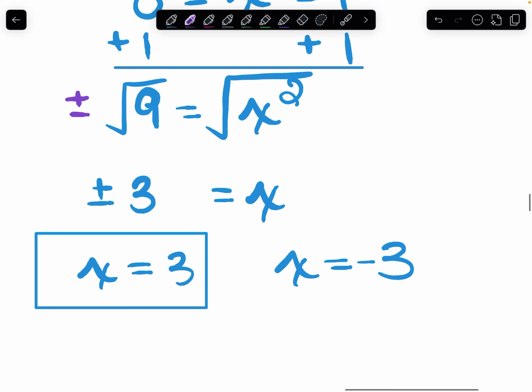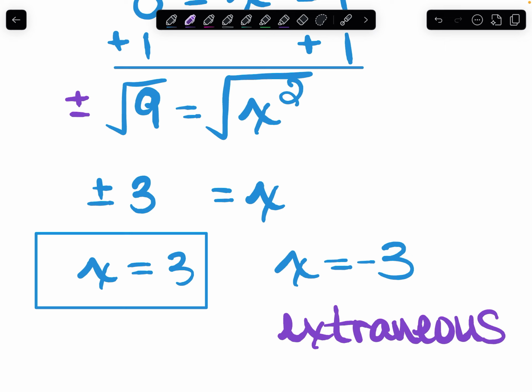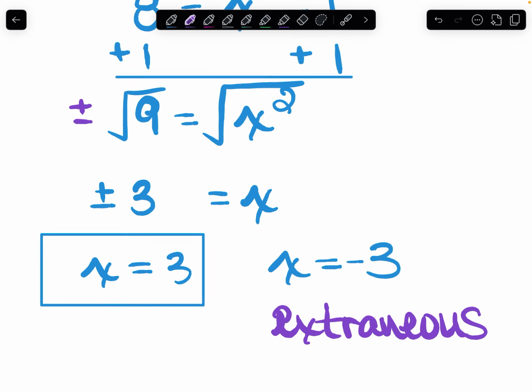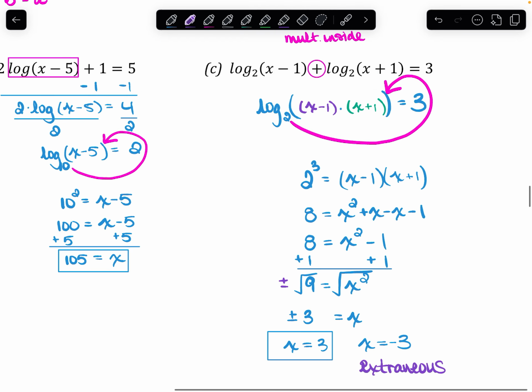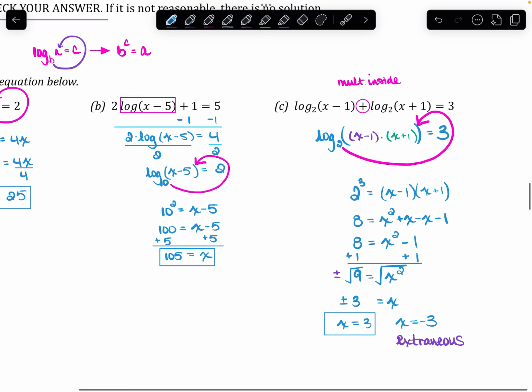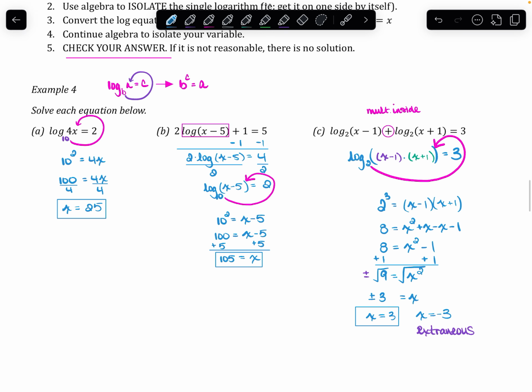A lot of times this is called an extraneous solution. It is not a solution. It's like a fake solution. It does not work in the end. So be very, very careful of that. Always check your answers, because every now and then you're going to get 2 and 1 works and 1 doesn't. All right, so there are those.